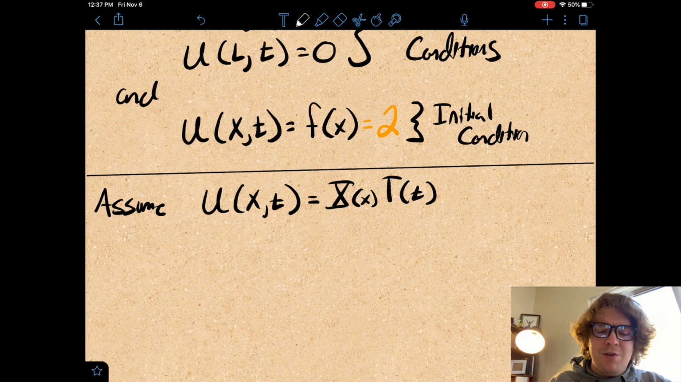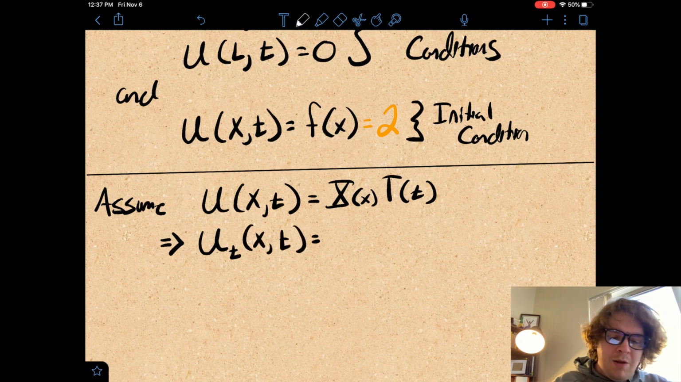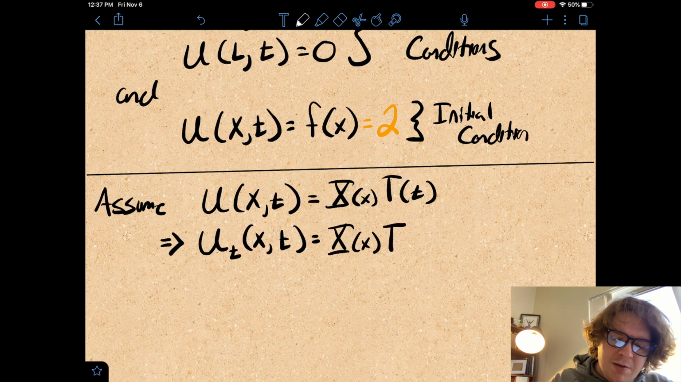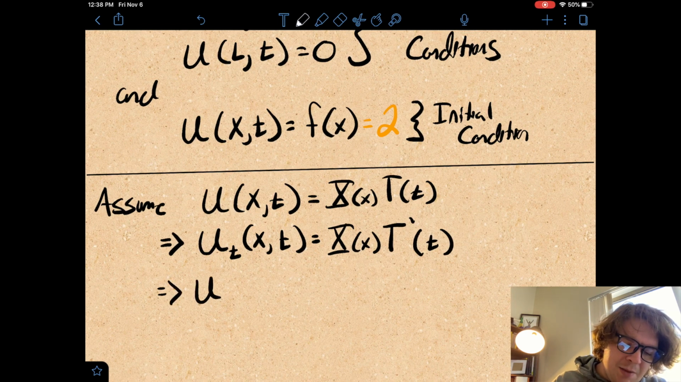Now we can go ahead and take our derivatives and start substituting these back in, just like we did with our guesses for ordinary differential equations. So if we take a partial derivative of this function with respect to time, well, x is being treated like a constant, so capital X is just a constant function in this partial derivative sense. So we'll just take a partial derivative of T with respect to t, but that would be the same thing as just taking an ordinary derivative. Right? And something similar happens if we take two partial derivatives with respect to x.